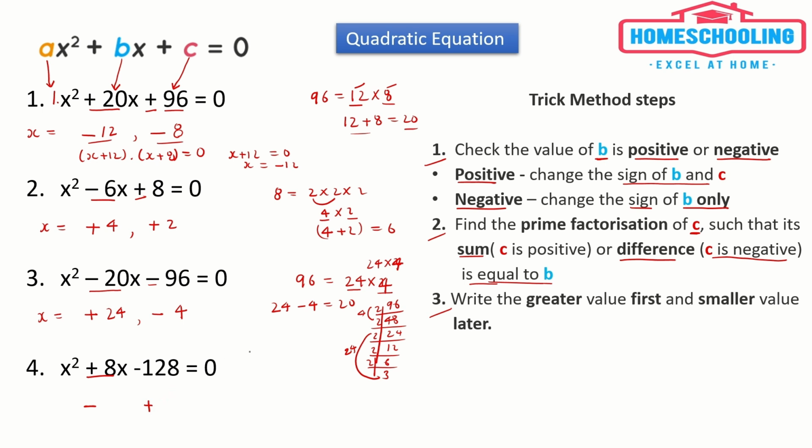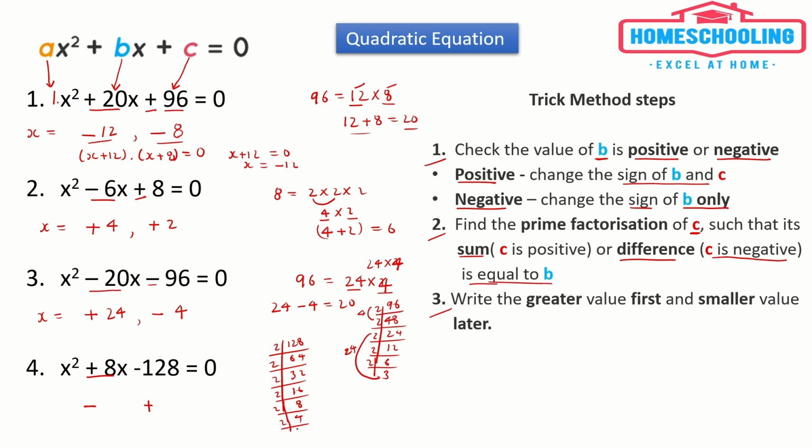Now in step 2, as we can see, the c value is negative. So we have to find the factors such that the difference is equal to b. Let's find the factors of 128. So 128 divided by 2 would be 64. 64 divided by 2 would be 32. 32 divided by 2 would be 16. 16 divided by 2 is 8.